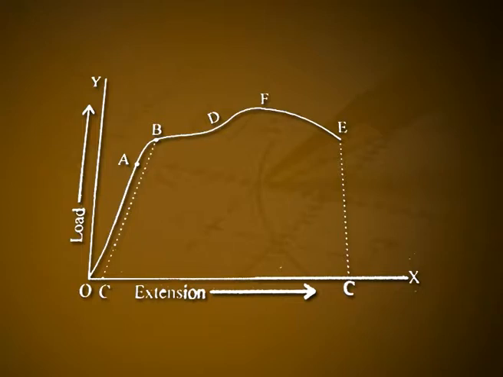Elastic hysteresis. Let us consider a wire suspended vertically from a rigid support. When a load is applied at its lower end, its length increases. When the load is increased step by step and a graph is plotted between load and extension, a curve shown in figure 1 is obtained. Up to point A, the curve is a straight line, indicating that the increase in length of the wire is proportional to the load applied, stress and strain, and the wire recovers its original length when the load is removed.